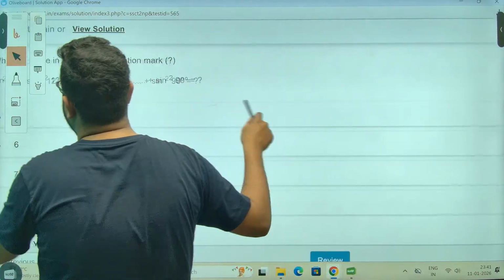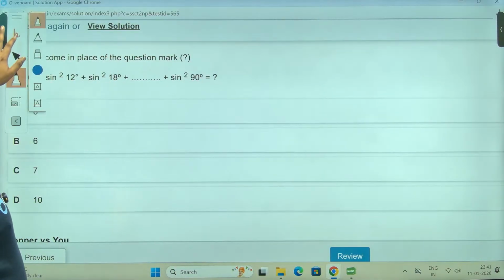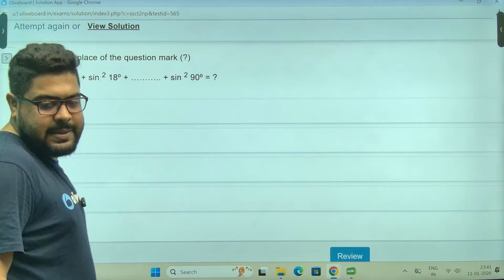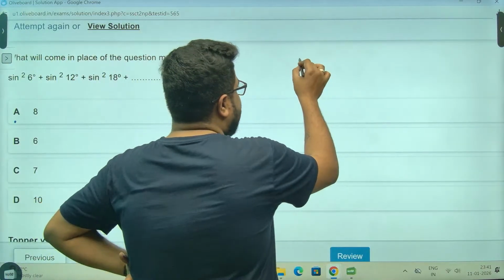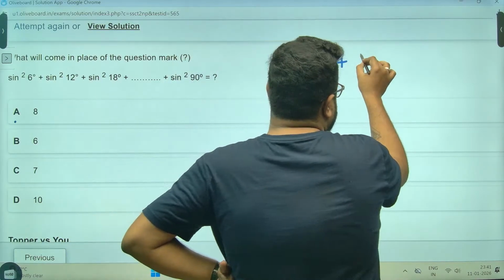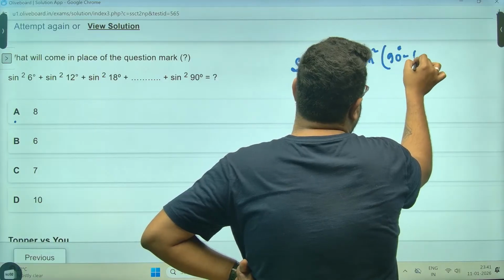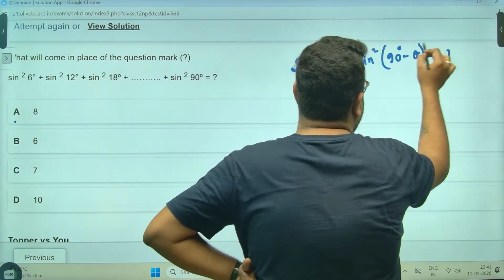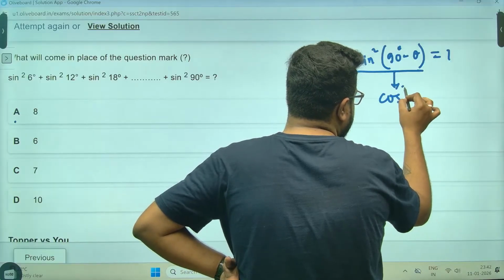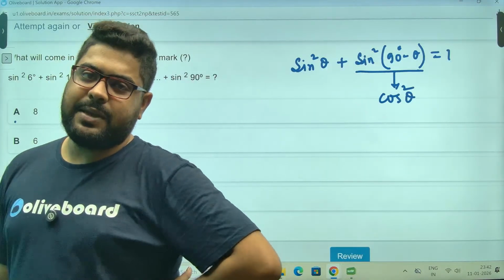Before I do this, let me just say one thing. Sine square theta plus sine square of 90 degrees minus theta is always 1. Why? Because ultimately this is nothing but cos square theta. Correct? Everyone agrees with me?